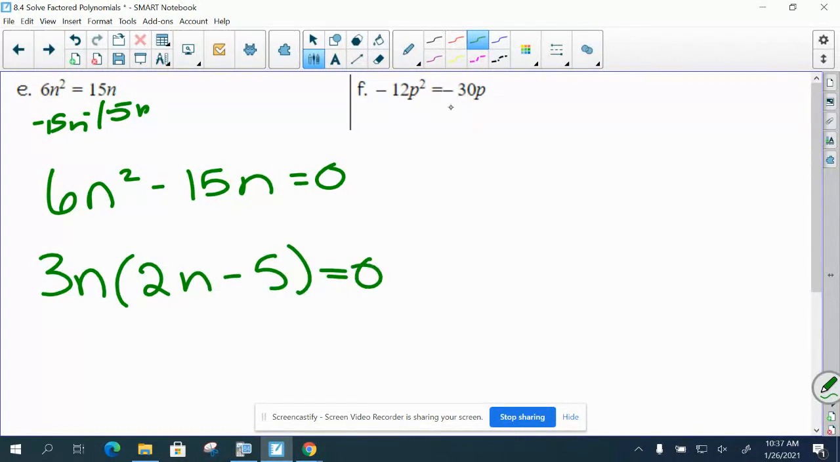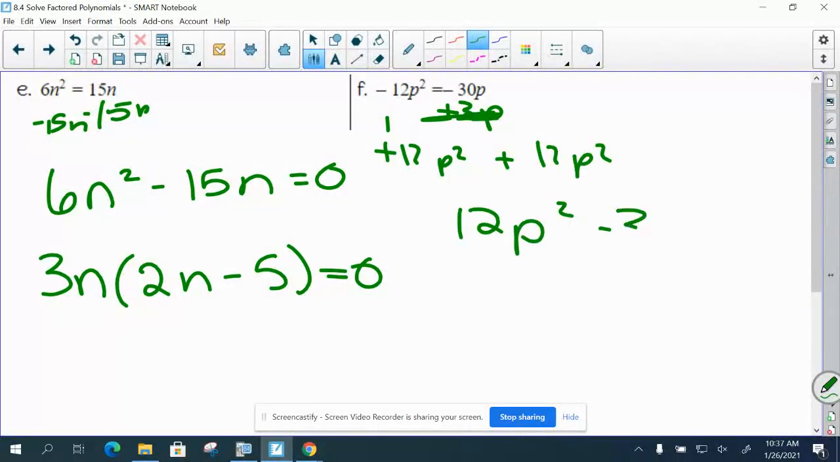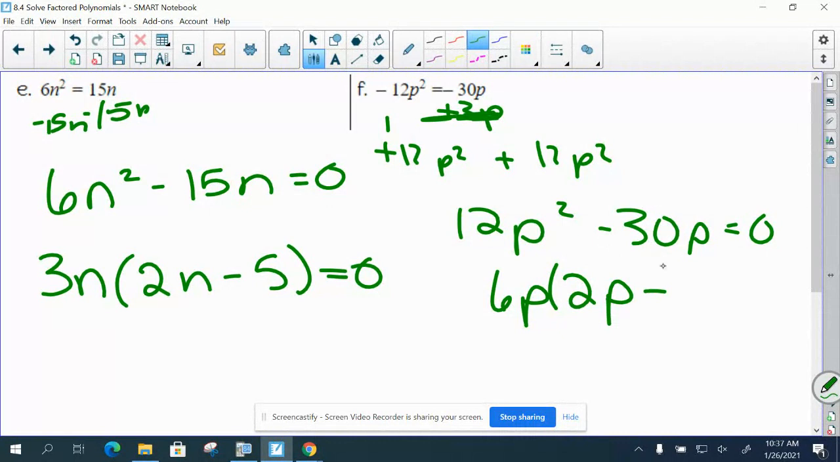Okay, and then for this one, I would add the 3p over. Actually, instead I'm going to add the 12p squared over to make it positive. So we would have 12p squared minus 30p equals 0. And then I can pull out a 6p. So then we would have 2p, and then minus 5. And then I'm going to let you solve these ones in the questions. Okay, so go ahead and give it a try.